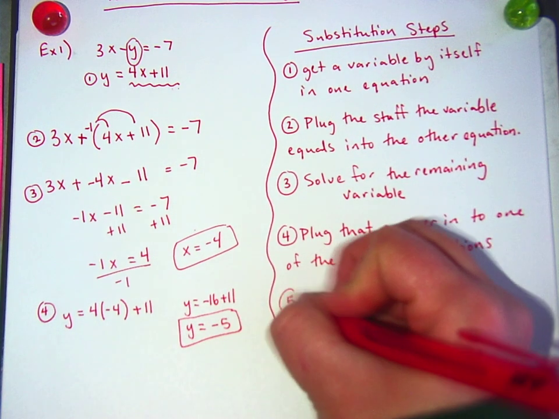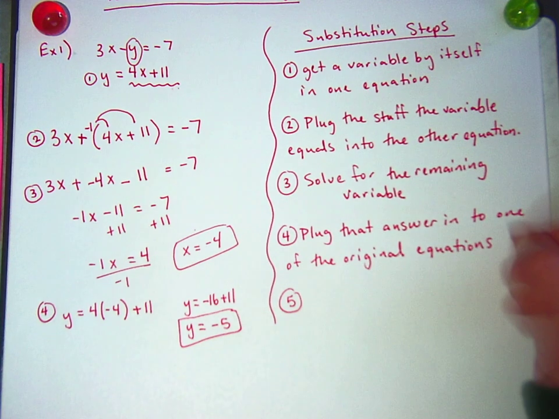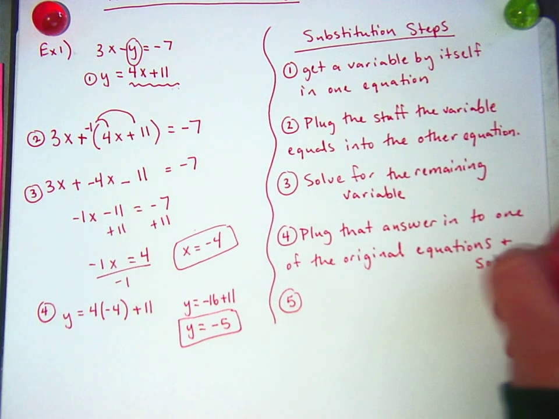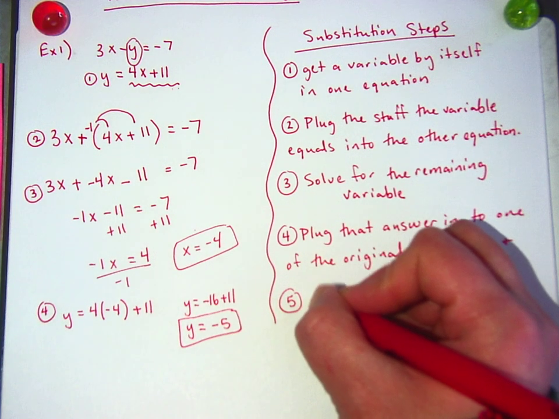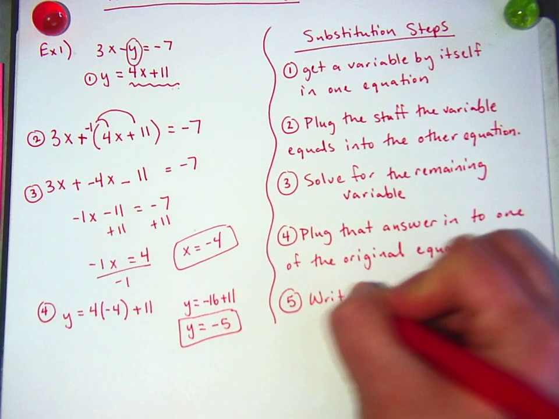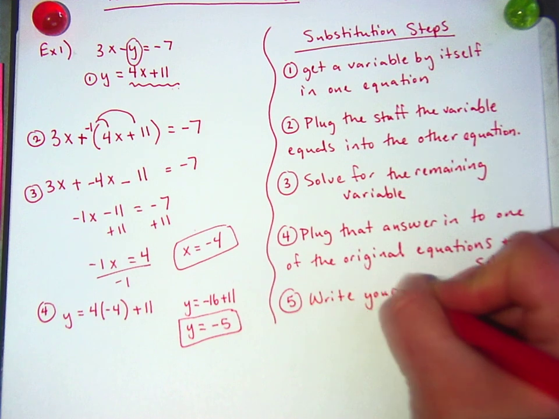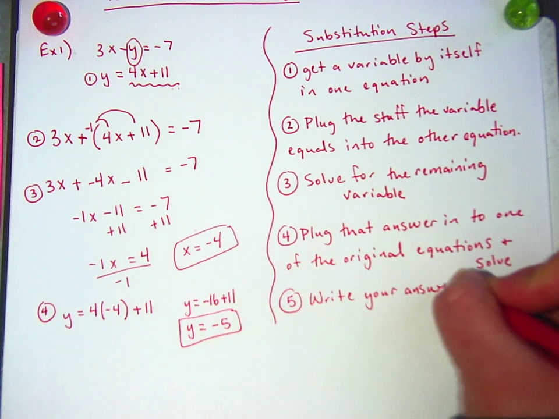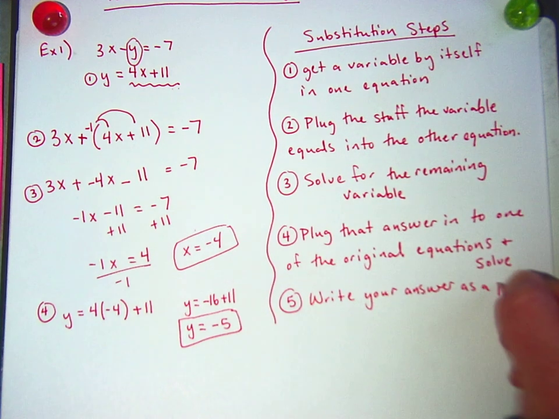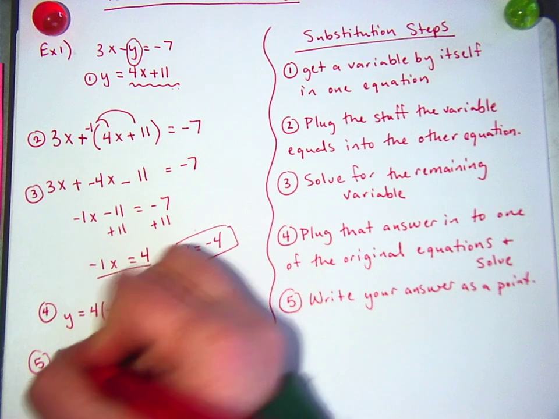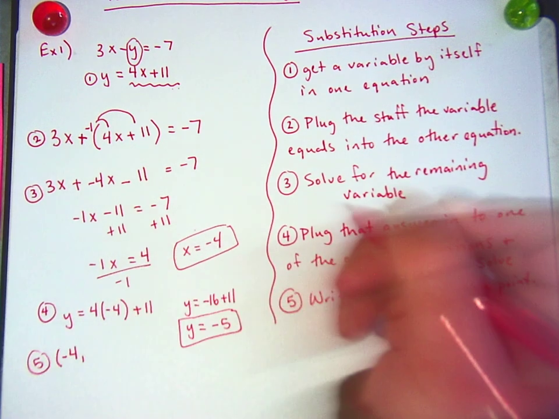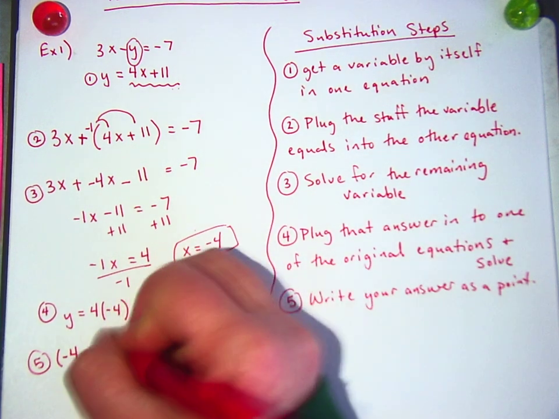And then, all right, solve on this one. And then the final step is to write your answer as a point. So my answer is negative 4, negative 5.